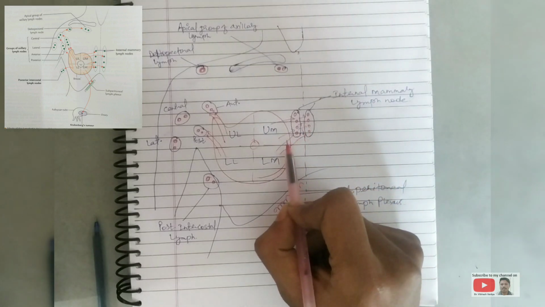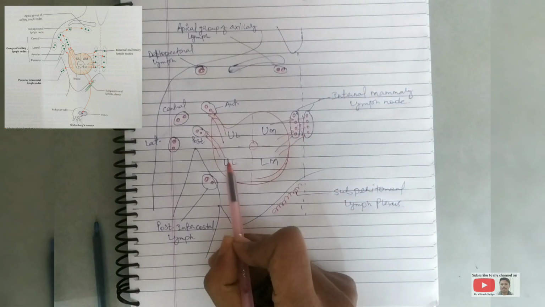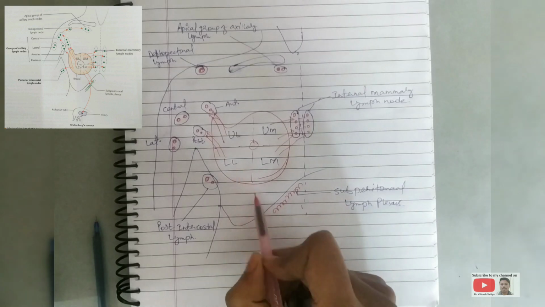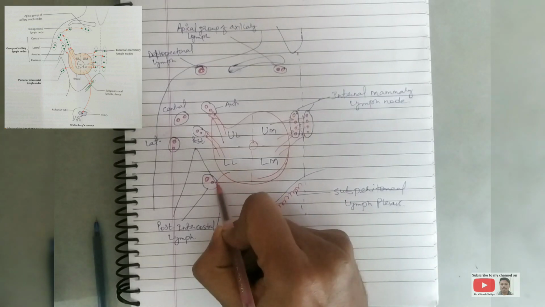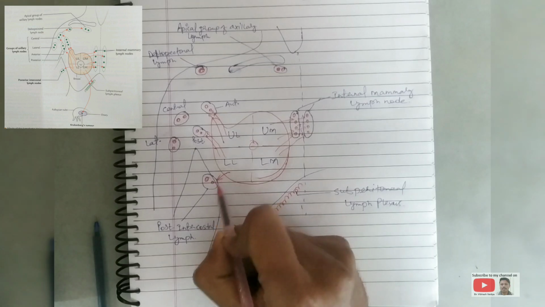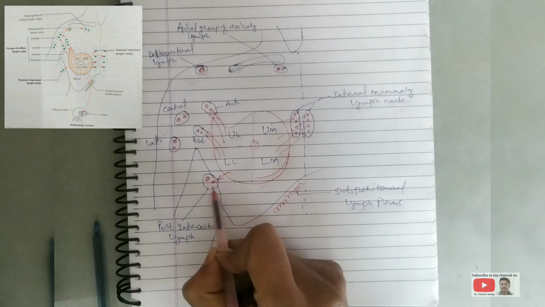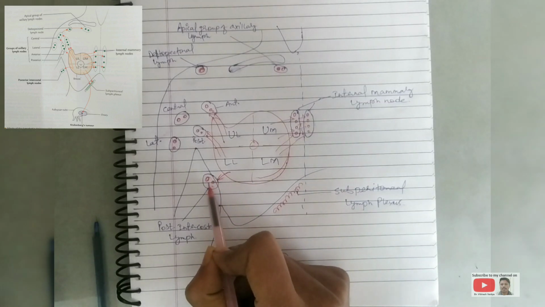Then a few lymph vessels from the lower lateral quadrants of the breast follow the posterior intercostal arteries and drain into the posterior intercostal nodes, which are located along the course of these arteries. So here is the exact location of the posterior intercostal node.